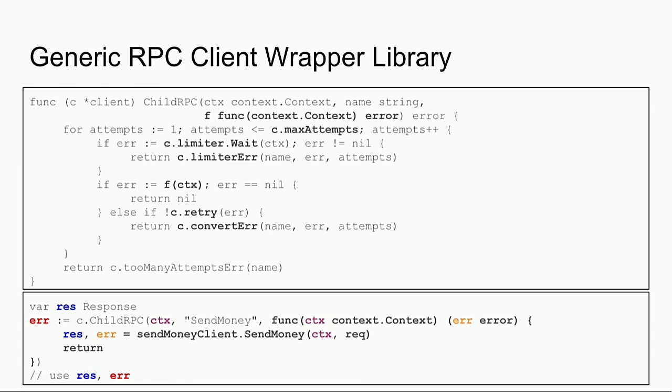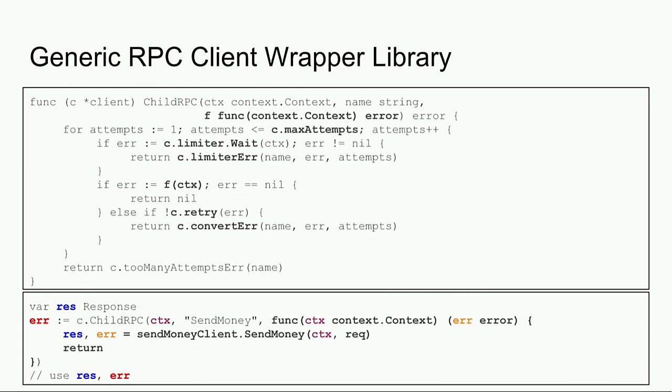And then this will be run inside of the child RPC function. And if there's an error result, if it needs to be retried, then that'll happen automatically, and then it gets converted to the right type of error that you wanted it to be, and then returned back to your function that called that. And then afterwards, now you can use the resultant error as though it had come directly from the RPC call itself. So this was pretty handy for us.